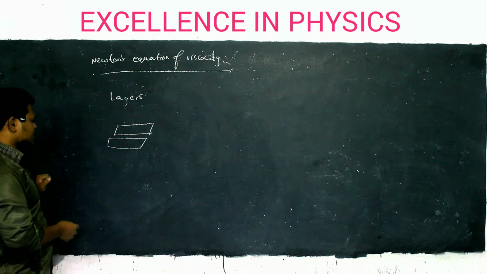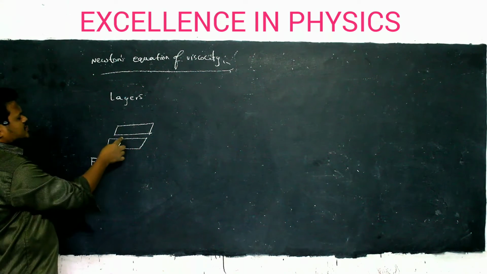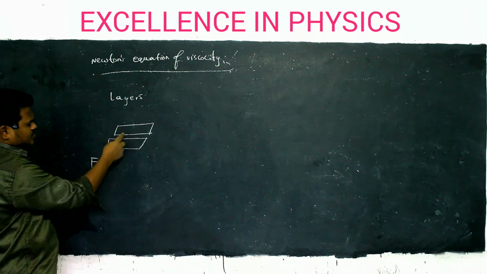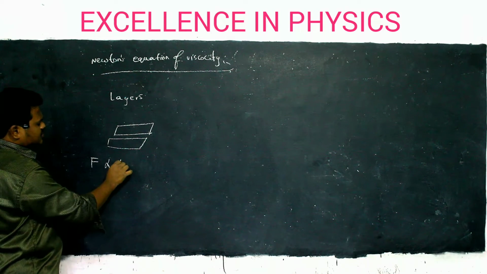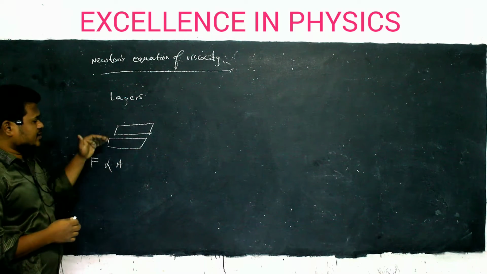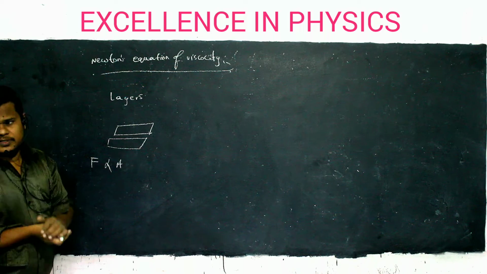Then it was experimentally proved that the frictional force, or viscous force, between these two layers is directly proportional to the area of cross section, or the area where these two liquids are touching each other.